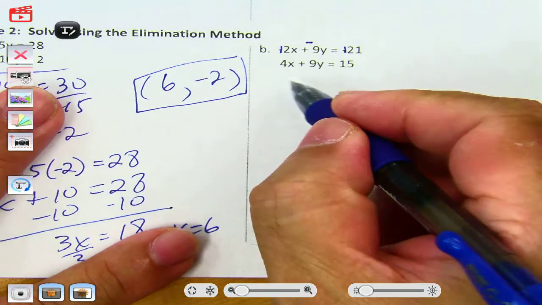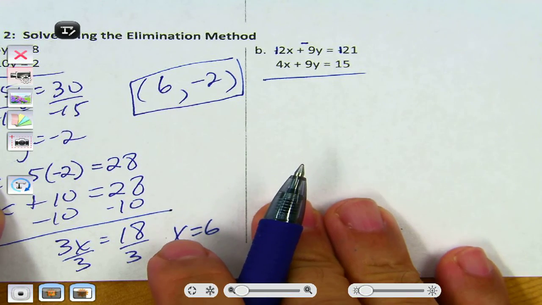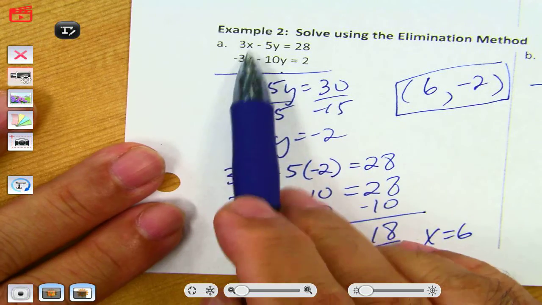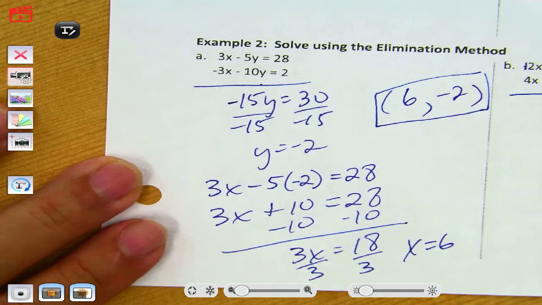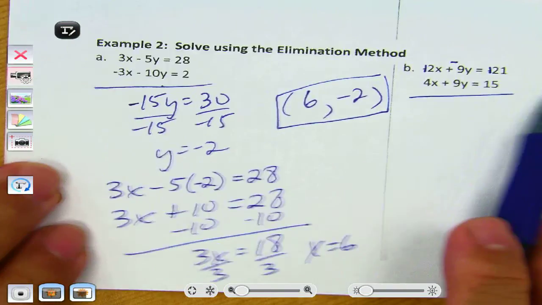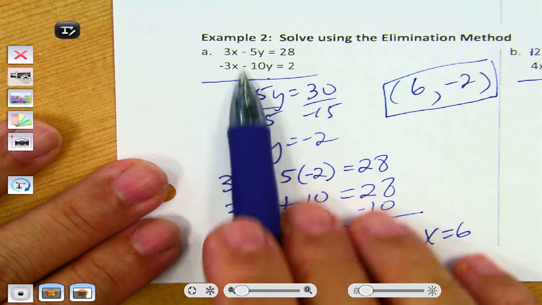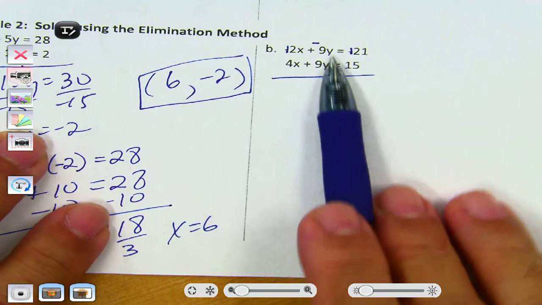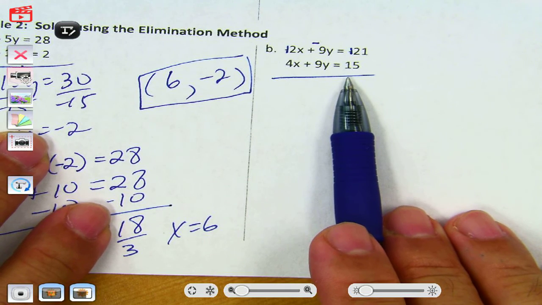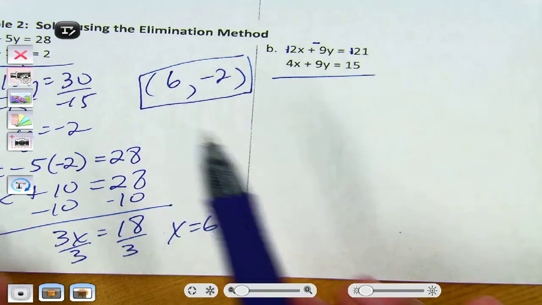I don't know why. Wait, so we could have done that on the first one? No, we didn't need to do that on the first one. How do you know when? Because it was already opposite signs. Good question. He asked why I didn't have to do it the first time when I have to do it this time. On the first time, I had a positive 3 and a negative 3, and they cancel when you add them. Here, I didn't have anything cancel when I added them. So you need something to cancel, hence the name elimination.